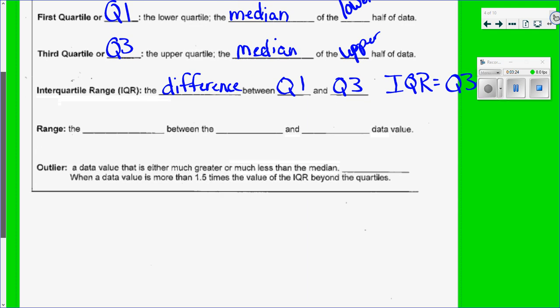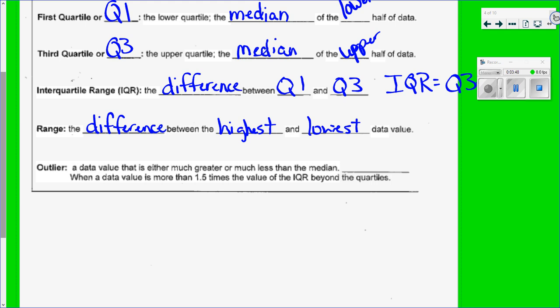Range, we've already had that one before. So range is the difference. And here's where I'm going to throw a couple of new terms on you. So normally we talk about the range being the higher than the lower, right? So higher or highest and lowest data values. But when we start talking about box plots, we're going to add a couple of terms to it. One that we're going to call the highest is going to be the upper extreme. The lowest is going to be known as the lower extreme.